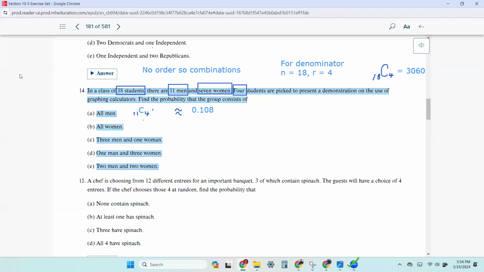Okay, so the numerator on this one, all women. All right. So here's our numerator. We want all women, so we're only picking 4, so that means the 4 have to come from where?